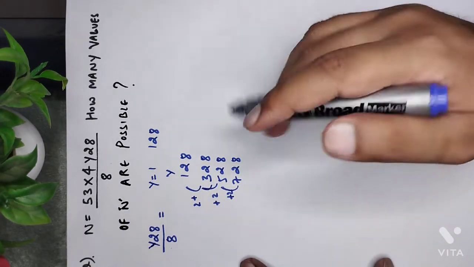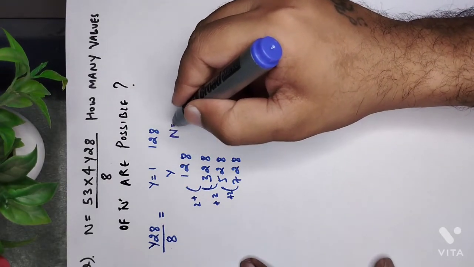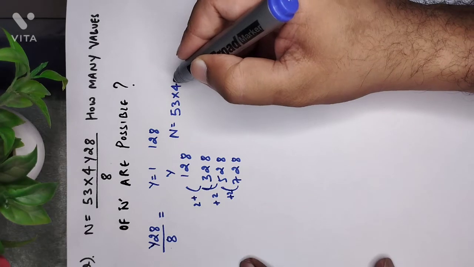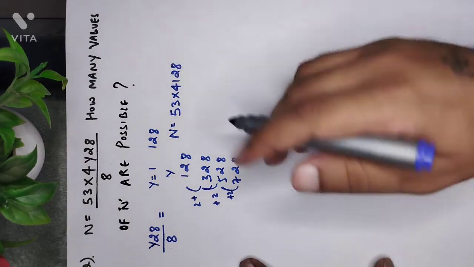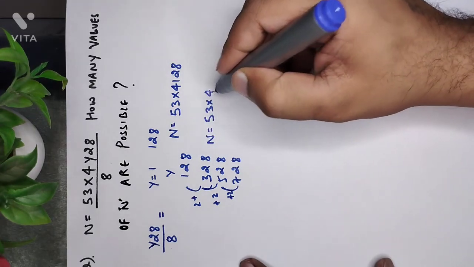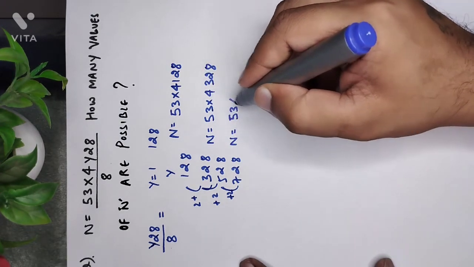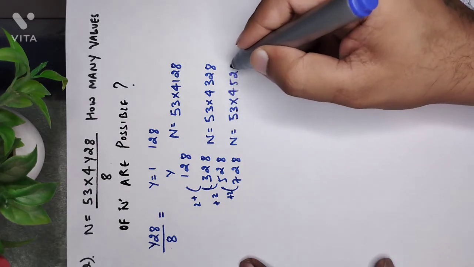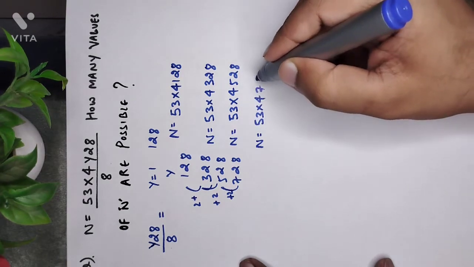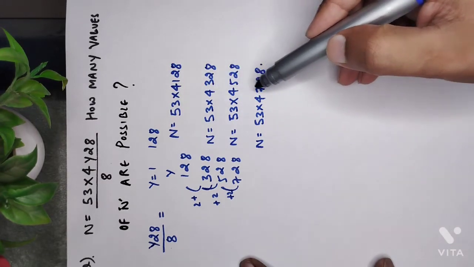That is, increasing this value by 2. So this is how it works. We have 4 values of y right now. So the number n can be 5 3x 4 1 2 8. Another value of n can be 5 3x 4 3 2 8, another should be 5 3x 4 5 2 8, and another should be 5 3x 4 7 2 8. Now we have these different values of y, that is 1, 3, 5 and 7.